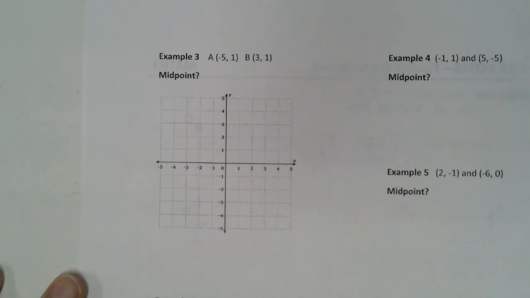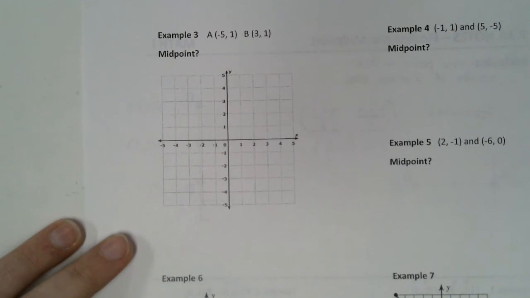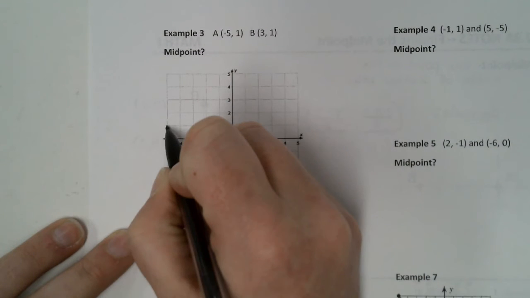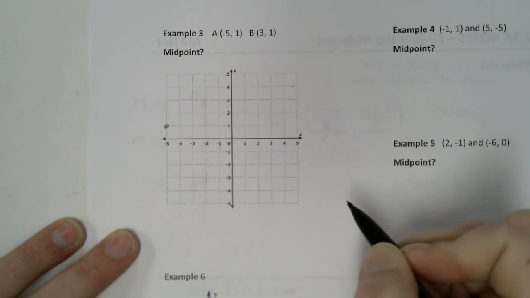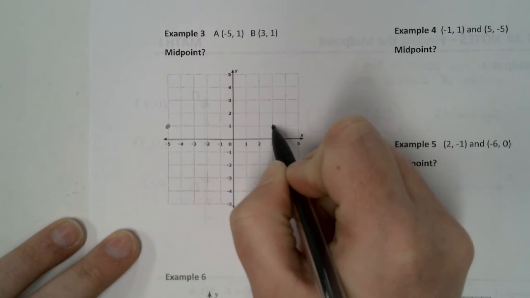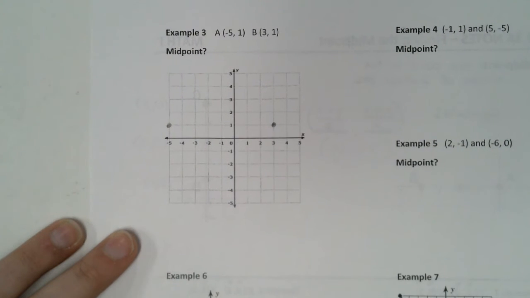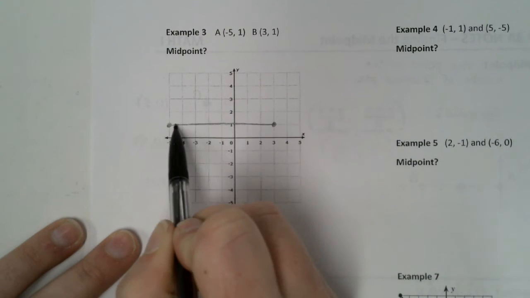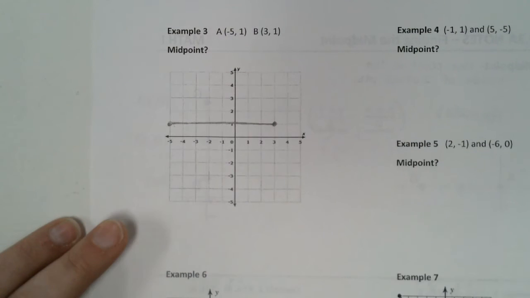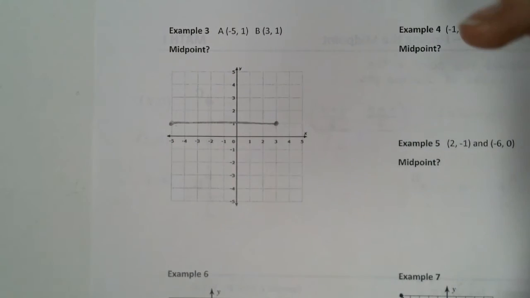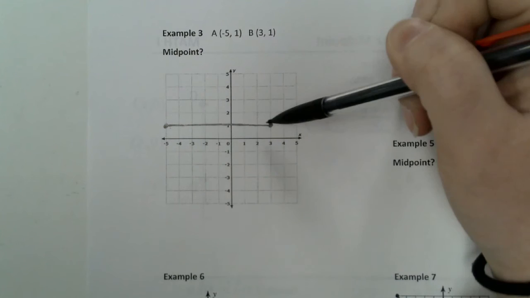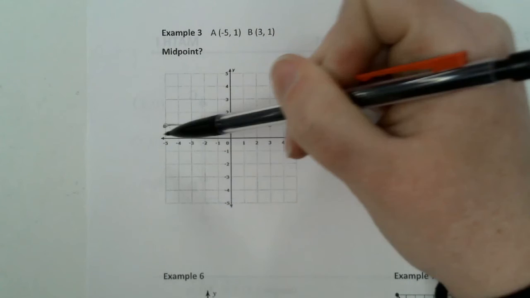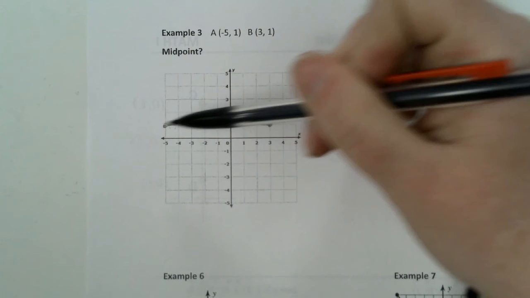Okay, let's do example 3. So first thing I'm going to do is I'm going to plot my points. Negative 5, 1 would be here. And then 3, 1. Now, what do you notice about these 2 points? They form a straight line. So in this case, is it possible that we could just count instead of doing the formula? How many spaces are between these? This is a total of 8 units long, right? Everybody agree? 8 units long?